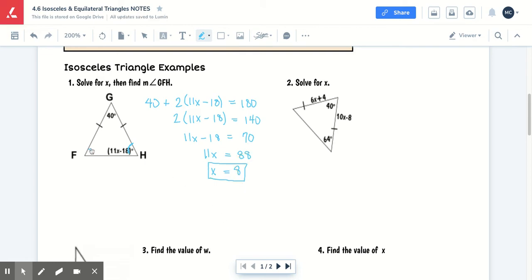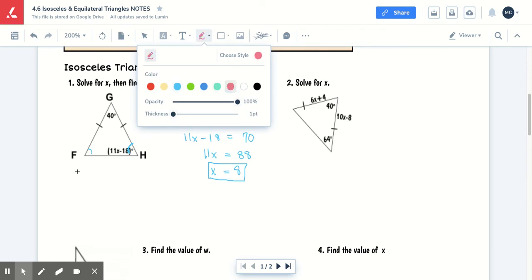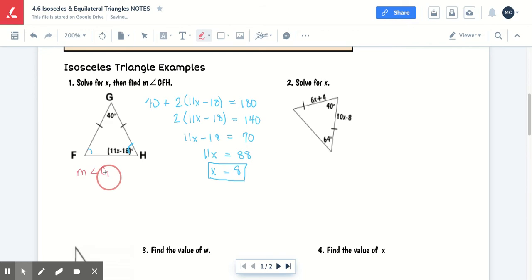Now I just need to find the measure of GFH. Now because GFH is congruent to the other base angle, then I think the first thing I would do is I would say the measure of angle GFH is equal to the expression that I have for the other one. So that would be 11x minus 18. And then from there, I'll use the substitution property and replace the x with what x is equal to. And then it's just a matter of calculating. So I'm going to do this kind of quick because I'm running short on room here. So 11 times 8 is 88. 88 minus 18 would be 70. And then I would put a degree symbol on it because that is the measure of an angle.